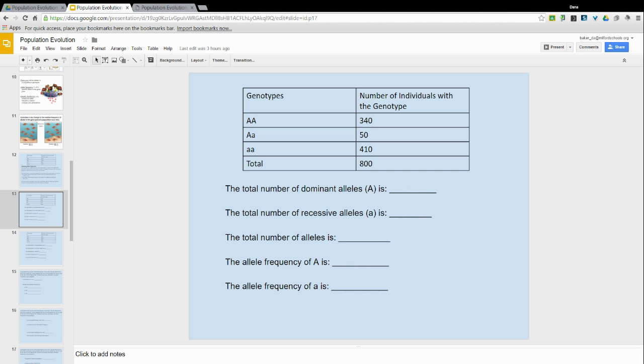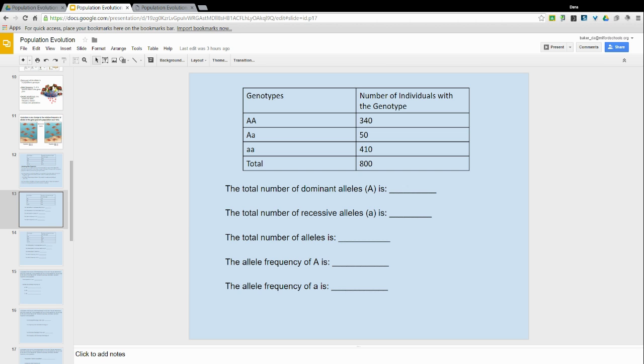So we're going to take that 360 from the big A individuals, and add that to the 240 big A alleles that we're getting from the heterozygous individuals. When we add those together, we get a grand total of 600 big A alleles in this population. We're not done yet because we still need to get the frequency of the big A alleles.